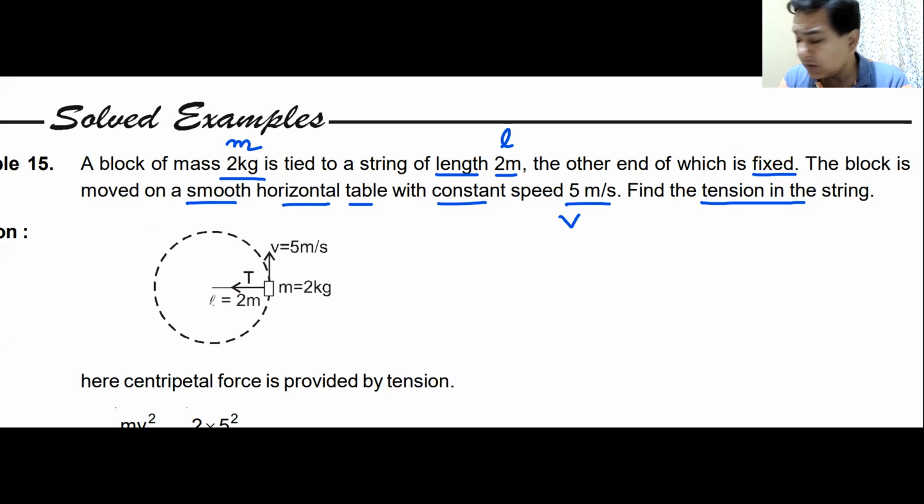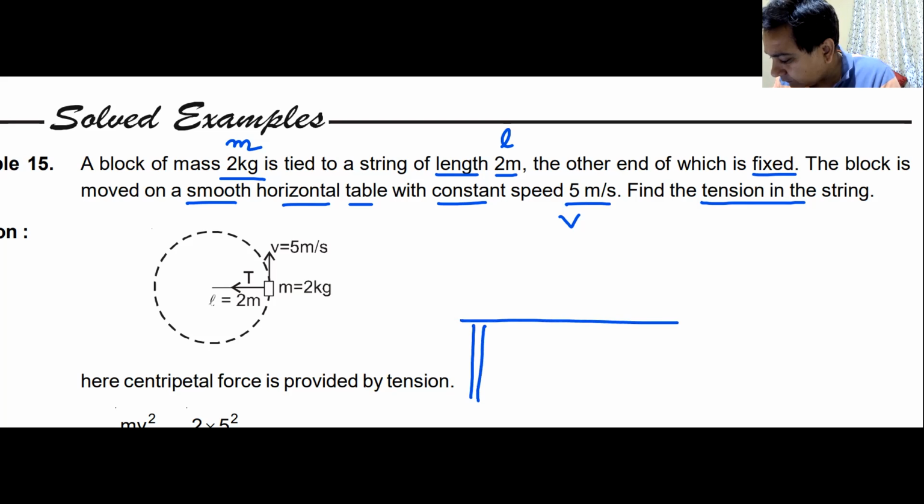Okay, let me solve this problem for you. So this motion is happening on a horizontal table. Now, if I take this as a table, the motion is happening like this. Now, how am I going to draw this on this sheet? I am first going to make a table. So this is my table.